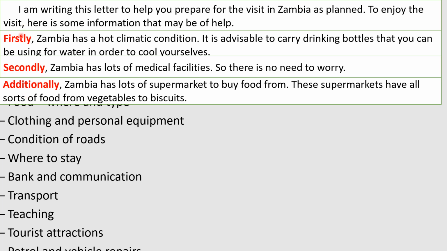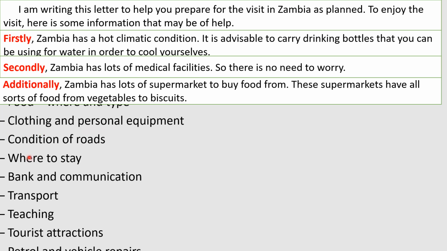But sometimes, to break the monotony, to break the feeling that this is becoming boring, since you keep on writing firstly, secondly, thirdly, fourthly, I like using such words as additionally to mean an additional point. Additionally, Zambia has lots of supermarkets to buy food from. These supermarkets have all sorts of food, from vegetables to biscuits. Okay, we'll go to the next point.